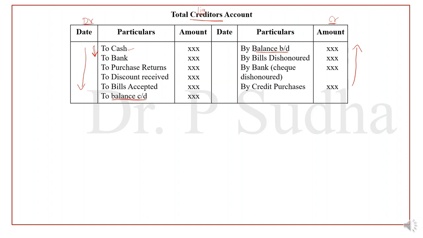Instead of paying by cash, if I am giving a cheque to my creditor, the same 10,000 rupees, what happens? The value of my liability decreases. So I am recording it on the debit side.